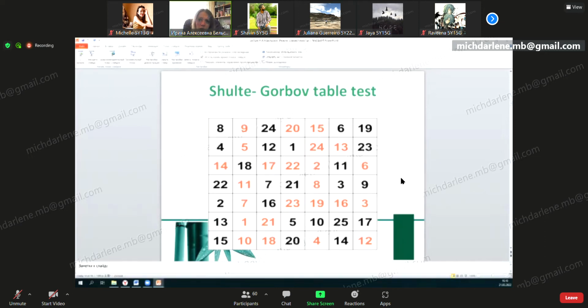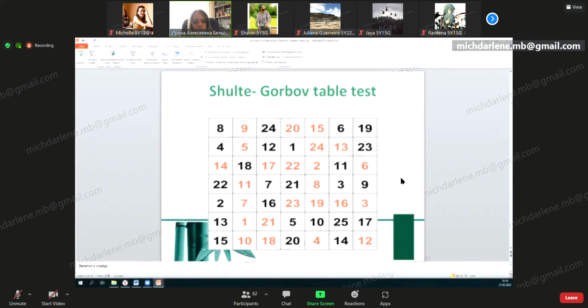The first way is parallelly black and red numbers, for example, one black, one red, and so on. Or a more complicated, more difficult variant, when the patient will find, show, and call black numbers in direct order and red numbers in opposite order. Like one black, 24 red, two black, 23 red, and so on.